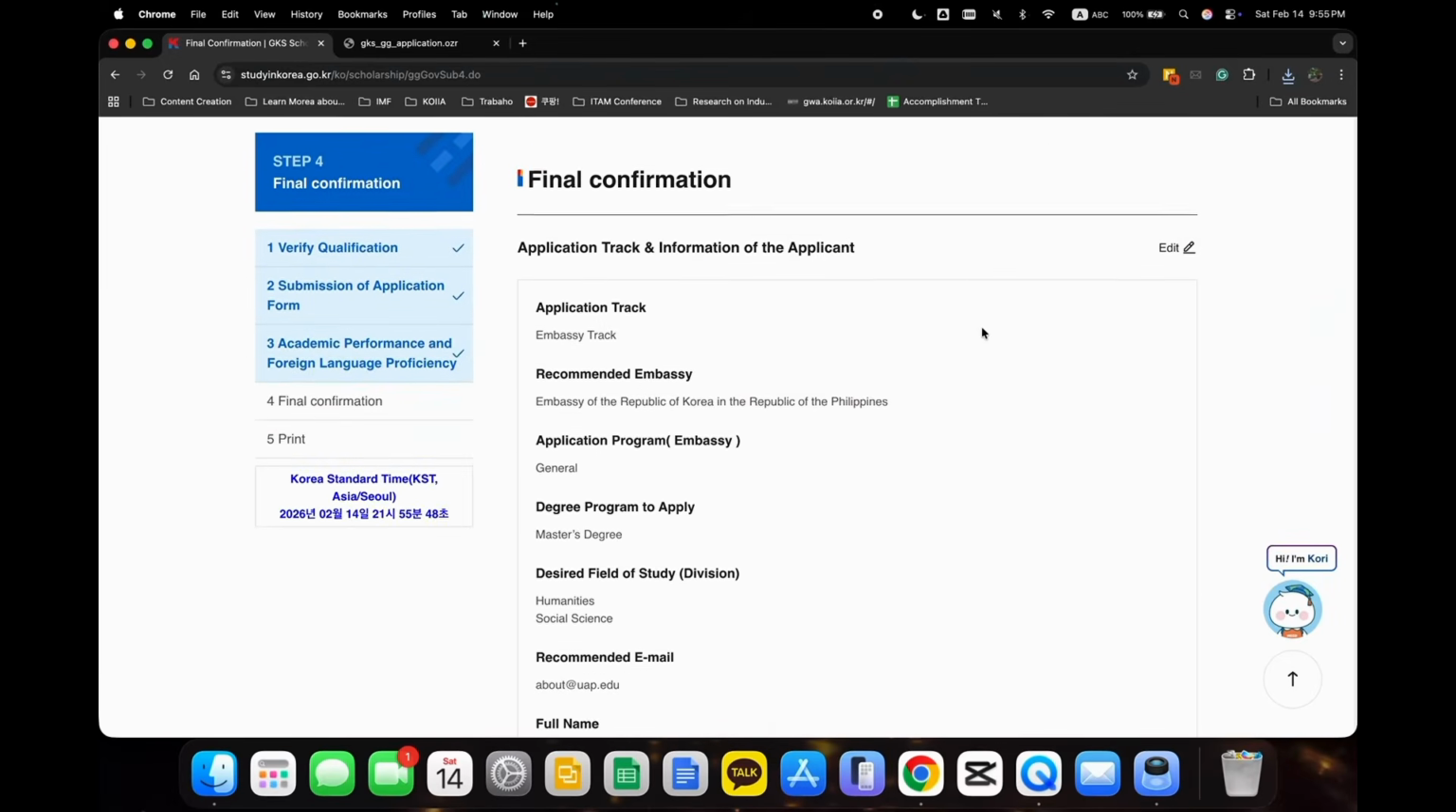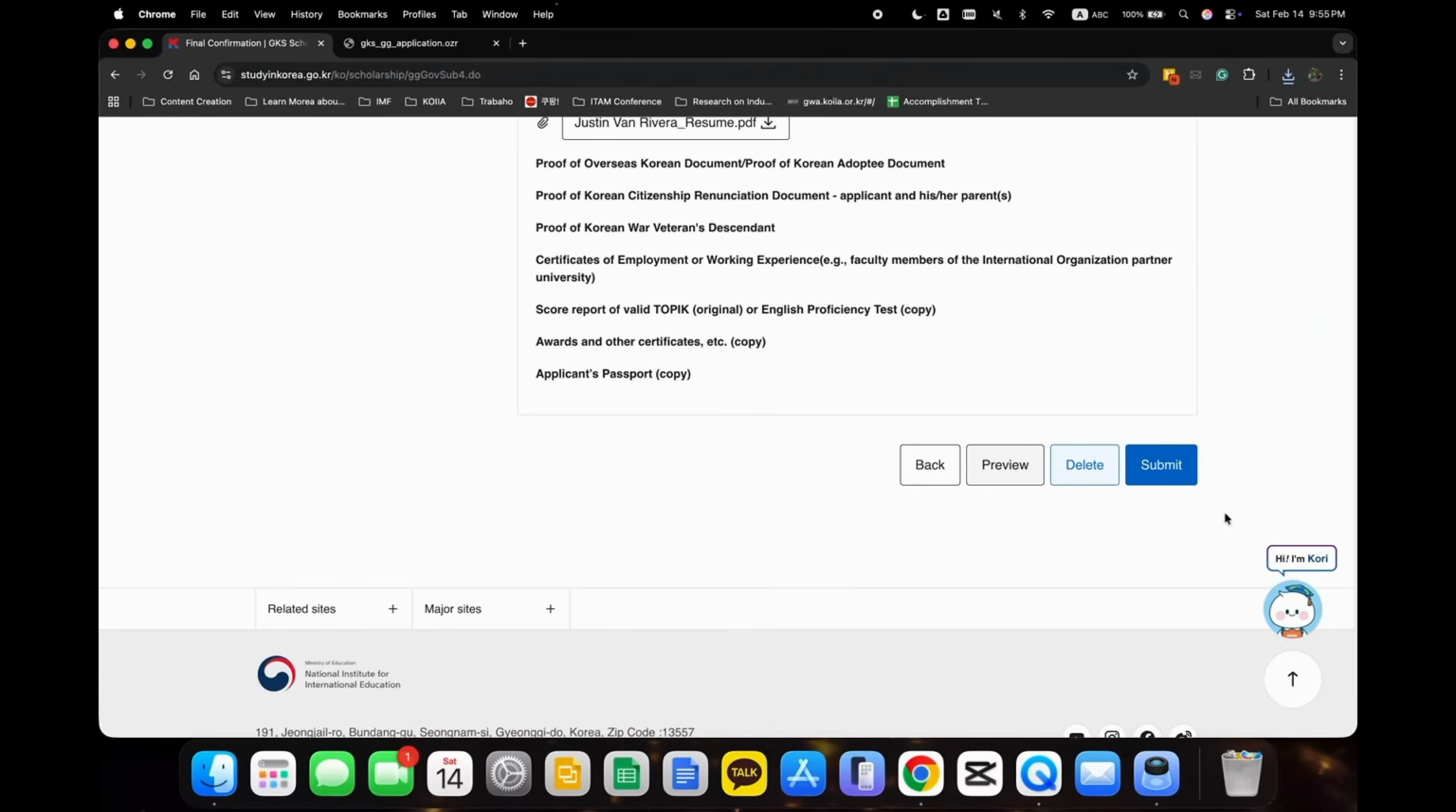Once you are satisfied with everything and have checked everything, then you can submit. If I submit this, I cannot delete it anymore. So be very careful, okay?